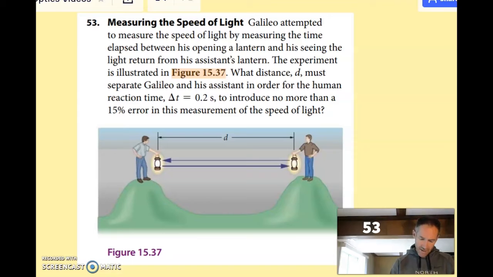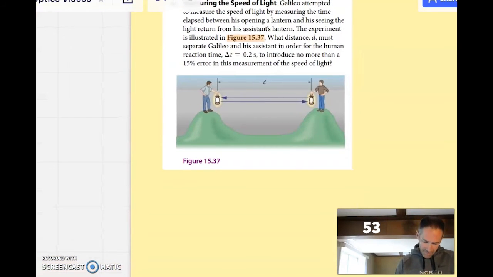Well, here they say that human reaction time is about 0.2 seconds, and they want to know how far away you would have to be so that the human reaction time wouldn't give you worse than a 15% error in the measurement. Now, the thing about this is it's not that it's going to give you too slow, it's going to give you too fast of a thing. And so all it is to say is that the speed of light that we're going to observe with this, if we're no more than 15% away, is going to be 85% of the speed of light.